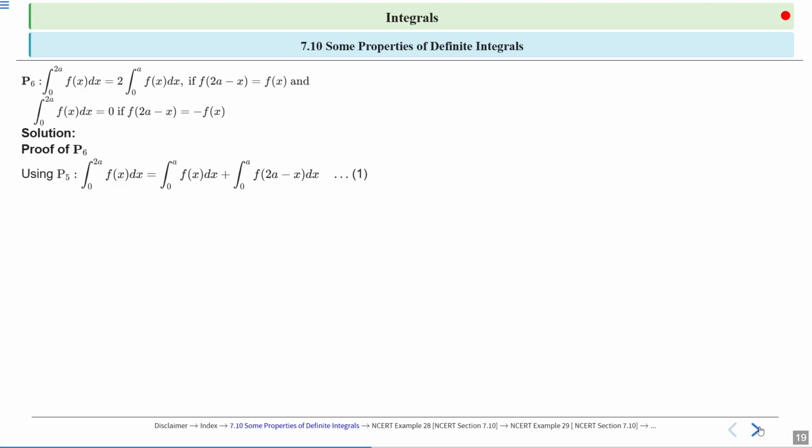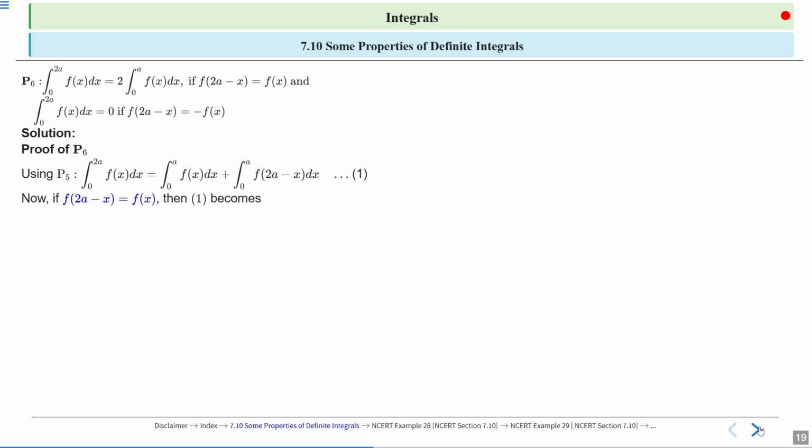Using P5, the previous property, we can write the integral from 0 to 2a of f(x) dx as the integral from 0 to a of f(x) dx plus the integral from 0 to a of f(2a minus x) dx. Okay, we just use the property 5.